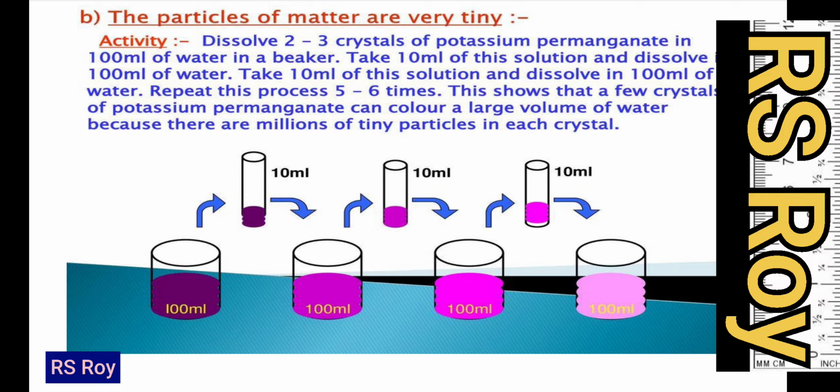This shows that a few crystals of potassium permanganate can color a large amount of water because there are millions of tiny particles in each crystal. You can see this in the diagram.